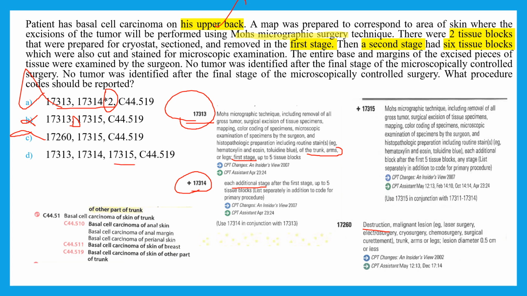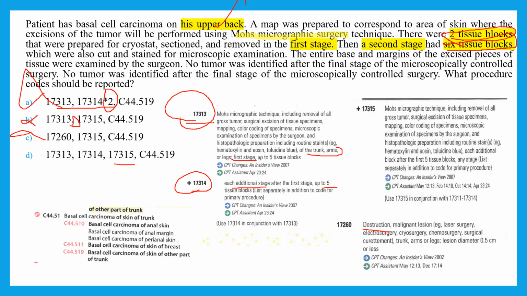So next thing we need to look for is the tissue blocks. This code is for the first stage, where up to 5 tissue blocks are allowed. In the first stage, what was given? 2 tissue blocks. So under 5 we have 2 tissue blocks. For the second stage, here also up to 5 tissue blocks are allowed, but 6 tissue blocks were removed at the second stage. So we need an additional tissue block code, right? For the first stage they removed only 2 tissue blocks. So the 5 tissue blocks will contain 2, right? So the 2 tissue blocks come under 17313.